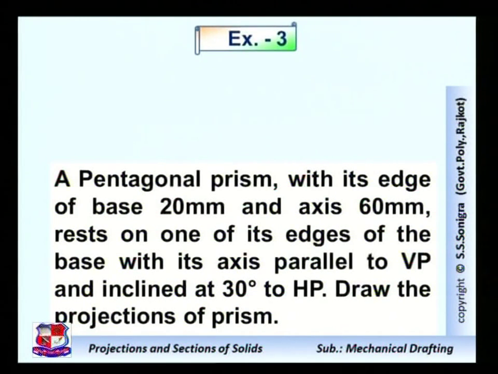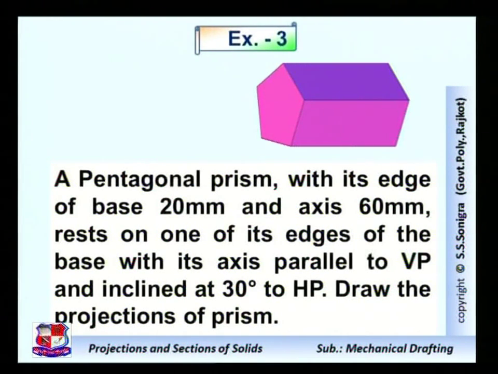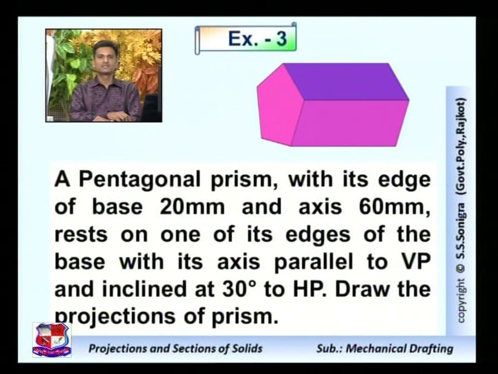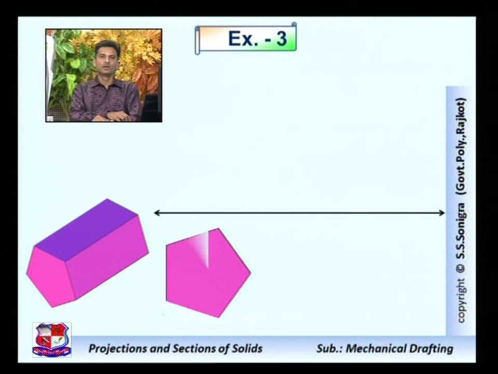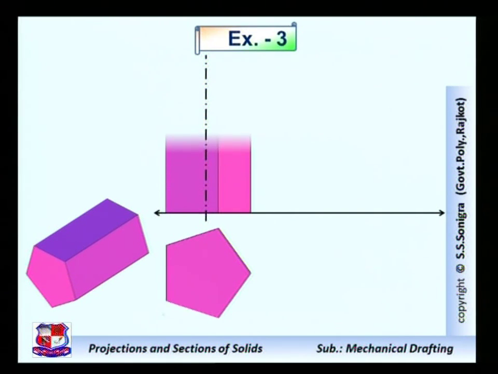It is resting on one of its edges of the base and axis parallel to VP and inclined to 30 degree to HP. So this is a pentagonal prism, and in this pentagonal prism we have to draw, as it is given that axis is parallel to VP and making an angle of 30 degree with HP. First we draw its top view like this. This is the solid. Draw XY line, draw pentagon below XY line such that one side is perpendicular to XY line. After drawing this top view, draw its axis and draw its front view.